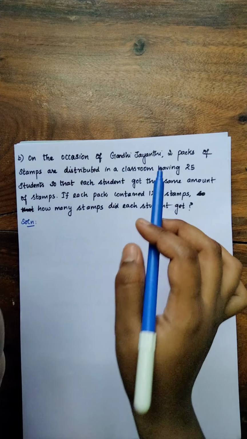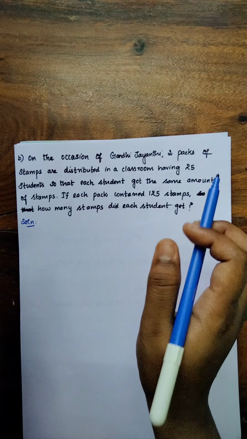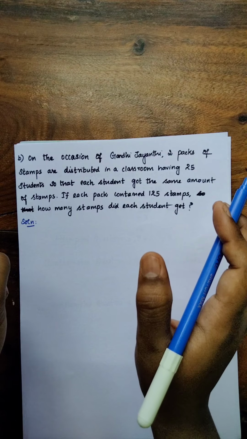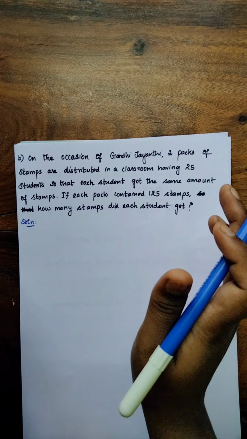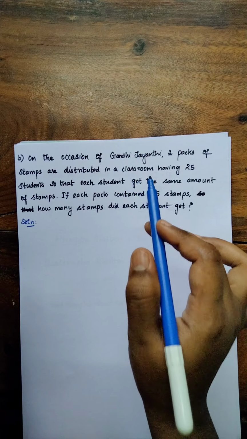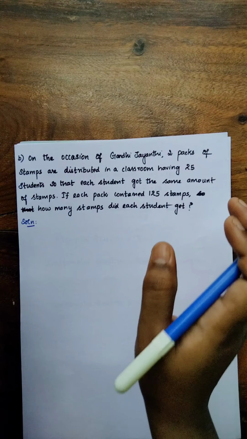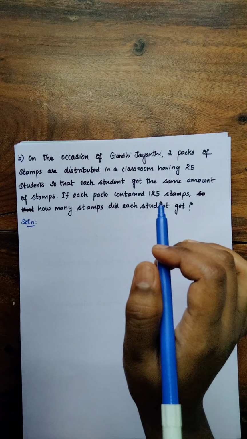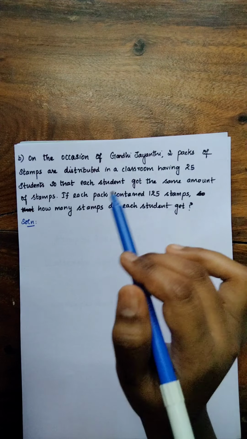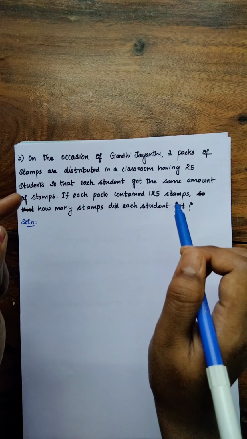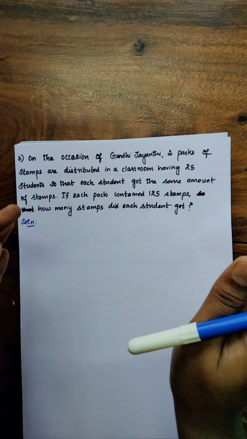On the occasion of Gandhi Jayanti, 2 packs of stamps are distributed. They are distributing 2 packs of stamps, having 25 students in a classroom. Total number of students is 25, so that each student got the same amount of stamps. In one pack, 125 stamps are there. They are distributing 2 packs. Each pack contained 125 stamps. How many stamps did each student get? Do you all understand this question?